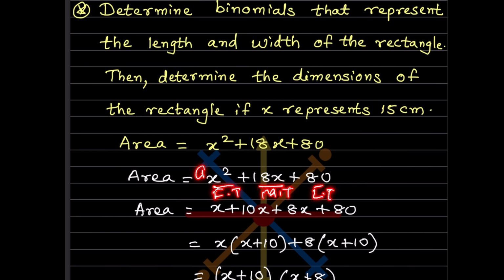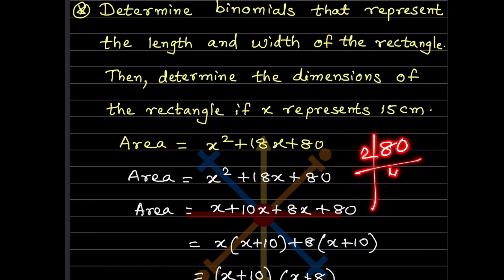So now, the coefficient of the first and the last. This 80 into 1 is going to be 80. You are going to take the factors of 80 in such a way that the middle term you get 18. So 80: 2 40s are, 2 20s are, 2 10s are, 2 5s are, and 5 16s are. So now what you can see, you want 18.